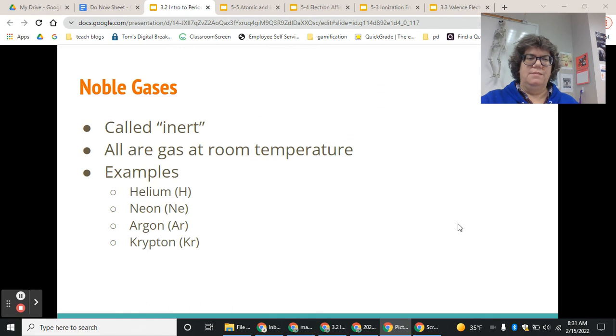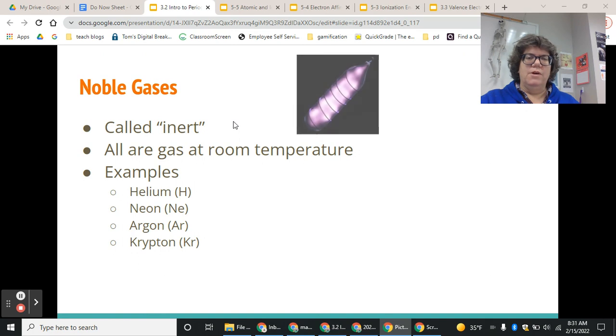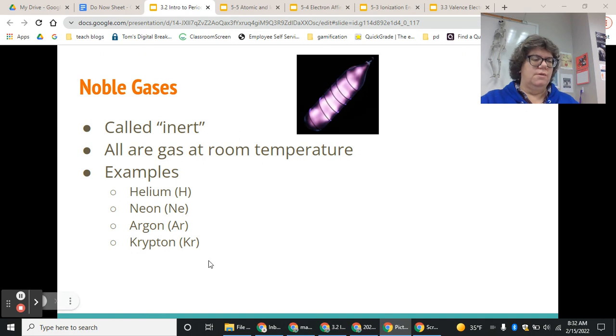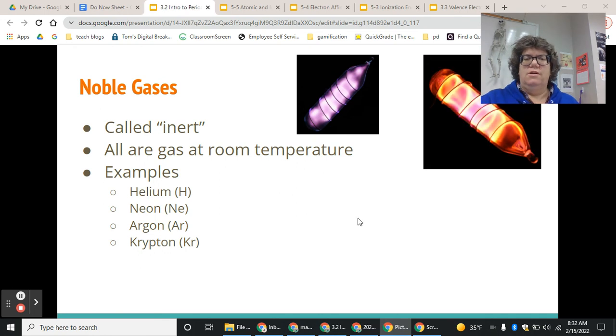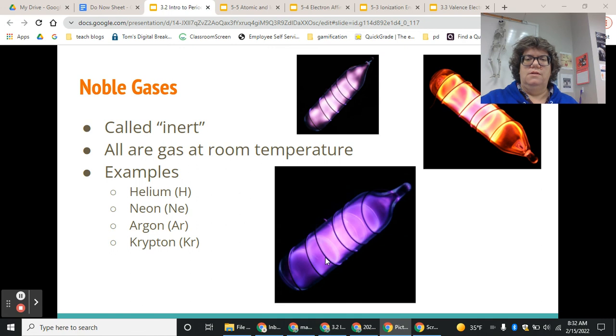assignment. The last category is the noble gases. They are called inert, which means they don't tend to react with other things. So they just basically sit there by themselves. They don't like to play with others at all. All of them are gases at room temperature. Here's a couple examples plus some pictures. This is helium. No, I started with neon. Sorry. This is neon, argon, krypton. So you can see they're in these tubes because they are all gases at room temperature.